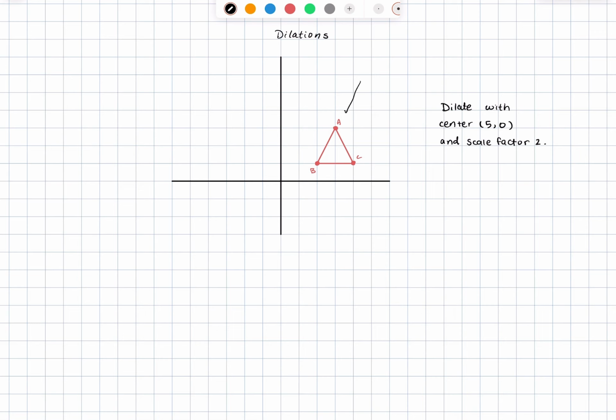We're not going to be changing the proportions of the triangle. They're going to be similar, not the same, similar. And basically it's either going to be bigger or smaller.